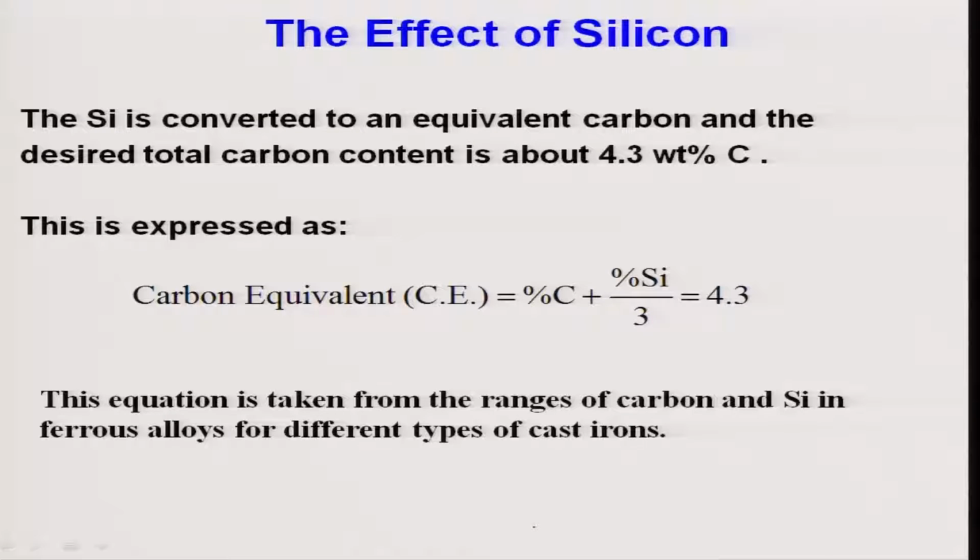So if I have a cast iron with a certain amount of carbon, I can decide the amount of silicon required so that I can get to 4.3% carbon equivalent. That is the message I want you to take out of this. That is what is known as carbon equivalent. This equation is taken from the range of carbon, silicon, ferrous alloys for different types of cast iron. This is valid for almost all cast irons.